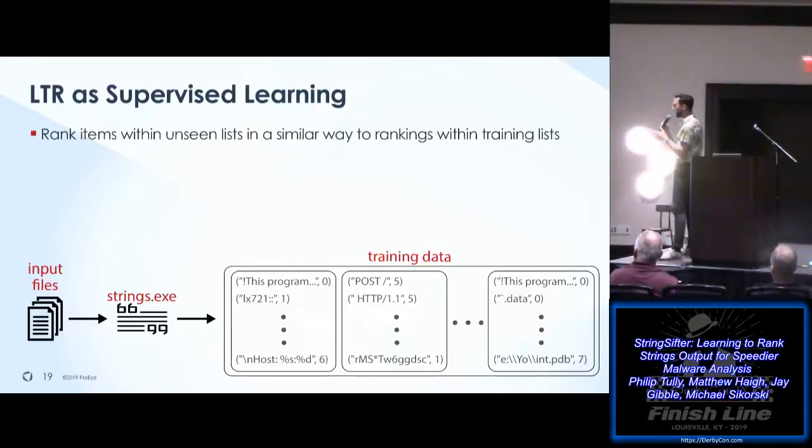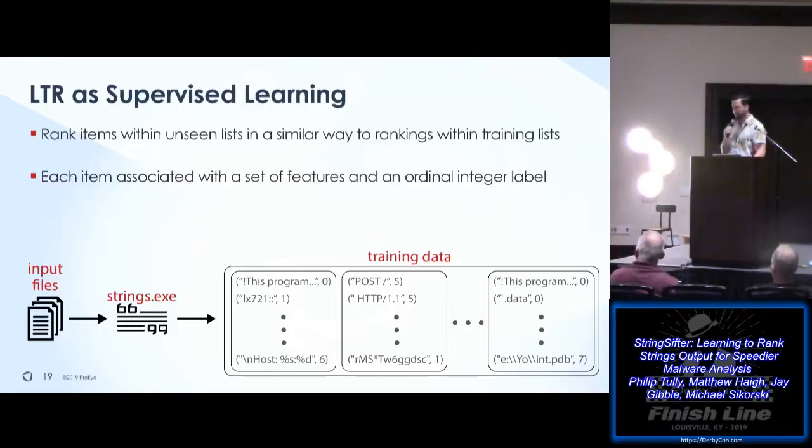And so our training data here is a set of strings outputs, can be as many as we want, and each of those strings outputs is going to produce a different number of strings within their output. And we're going to associate a label with each of those strings that's going to encode its relative relevance within that list. So things like, Matt said, those PE artifacts, "this program is running in DOS mode," is going to have a lower relevance because it's encoded by 0, versus something like an HTTP header. It's going to have a much higher relevance. It's going to have a higher label associated with it.